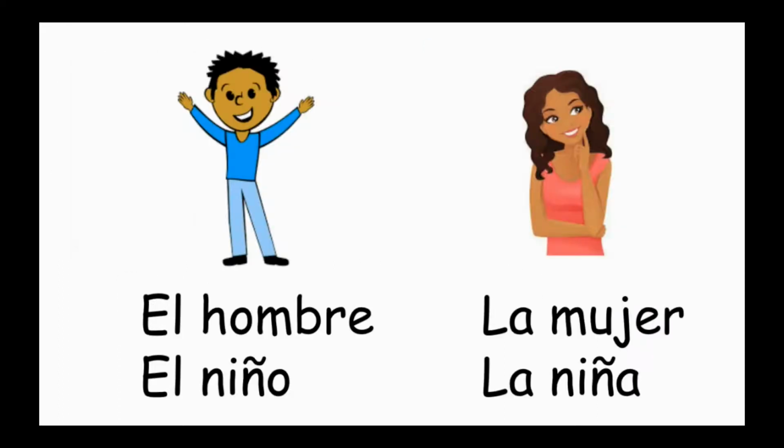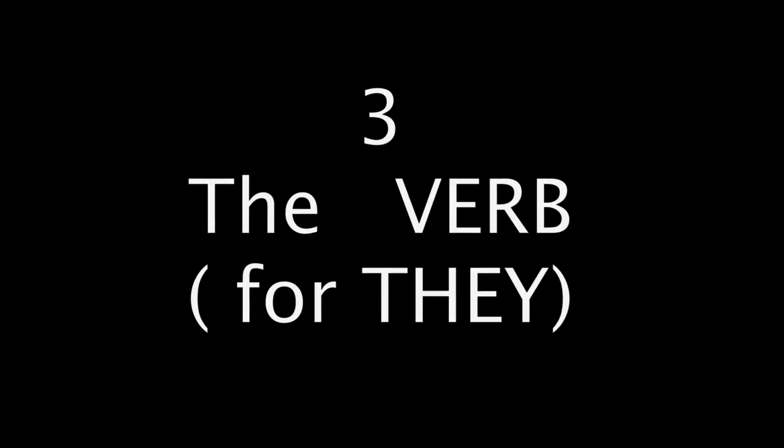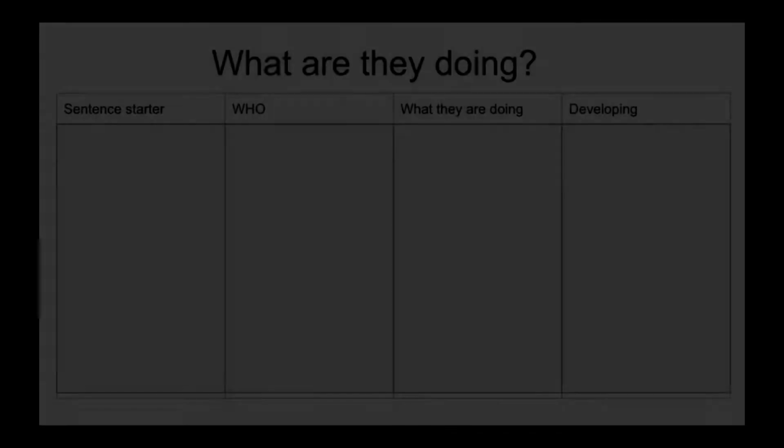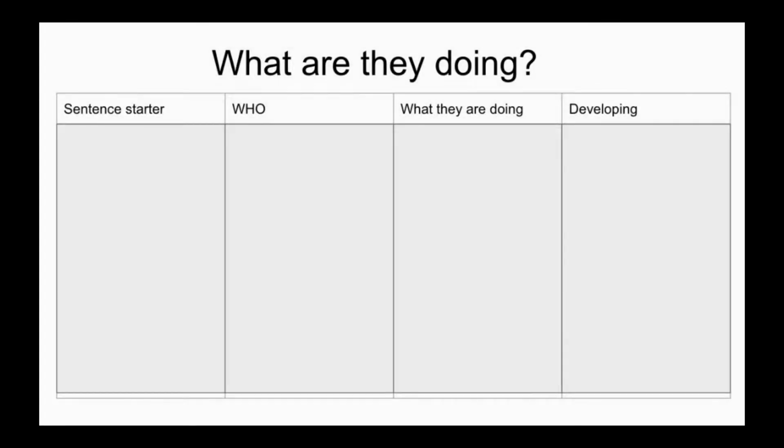You can probably find, and you describe as well, what one person is doing. So these words are really useful. In Spanish, el hombre, the man, o el niño, the boy. And also if it's a girl, la mujer, the woman, and la niña, the girl. And that is the second bit of the writing frame to describe photos.